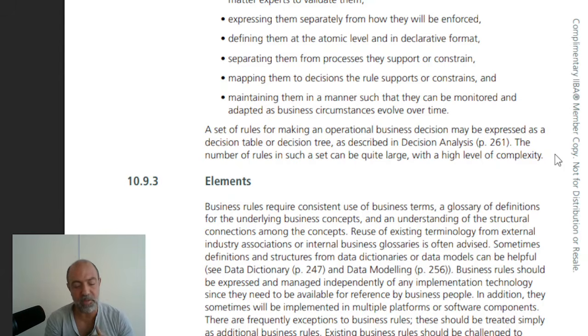We don't want the process to tell about the rule. We want the rule to define the process. There is a difference, by the way. It's simple.